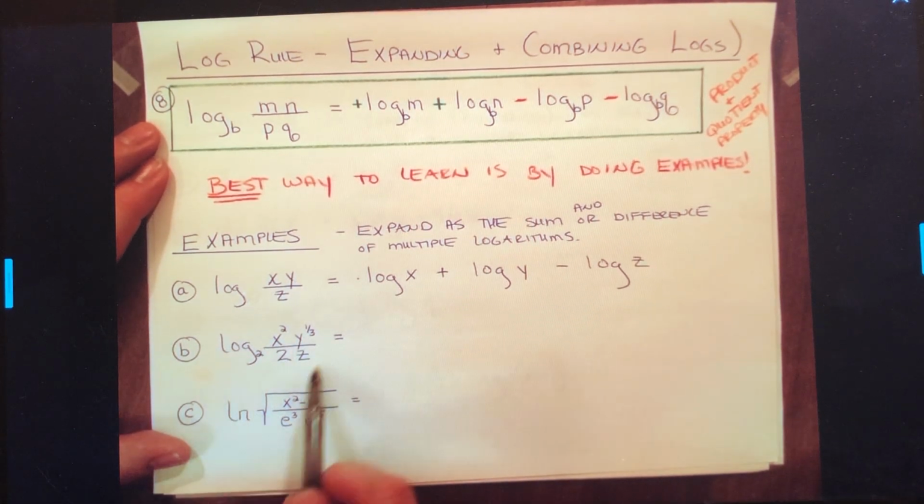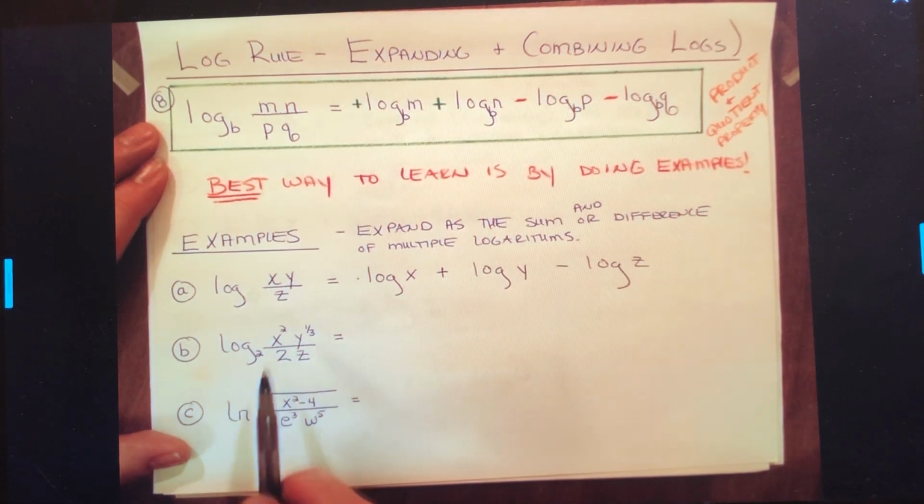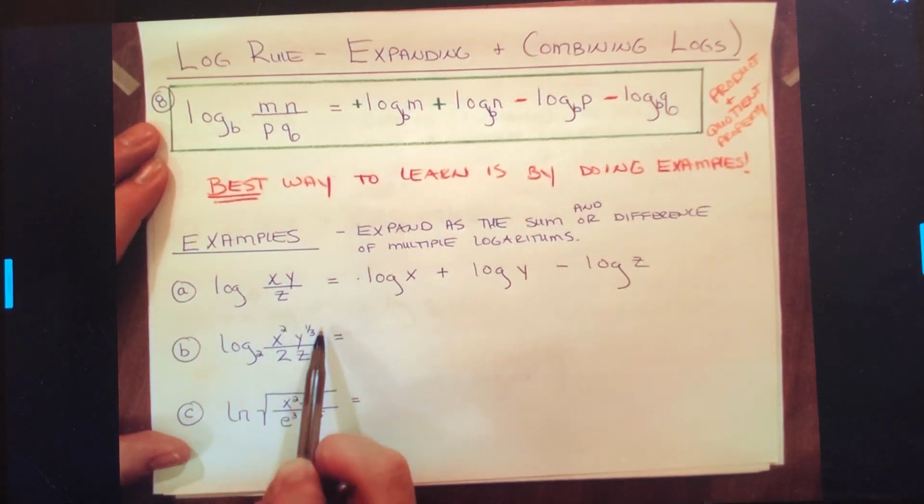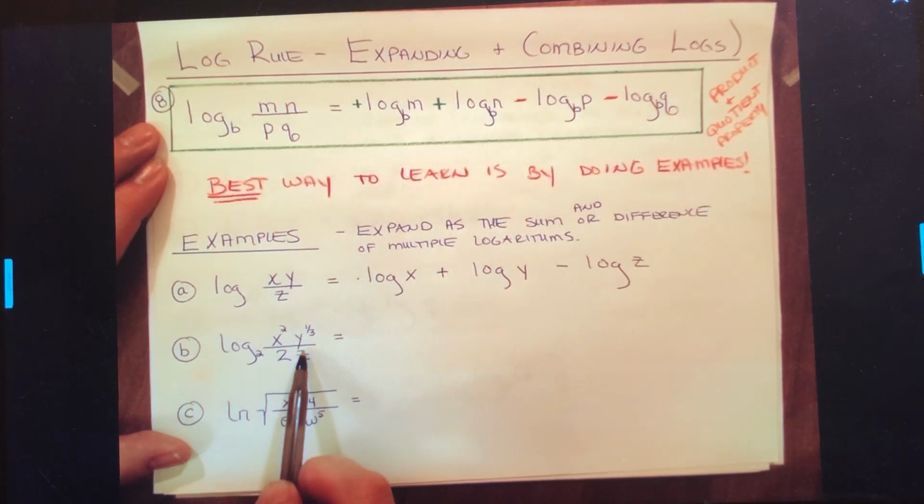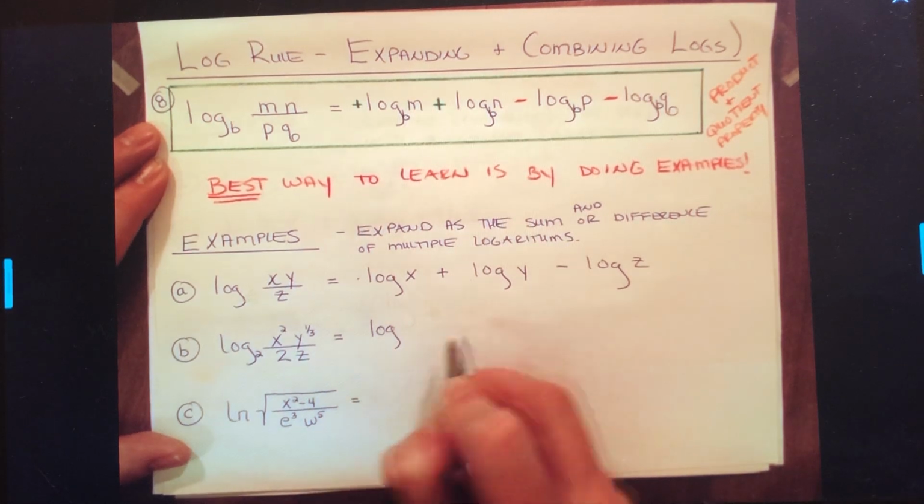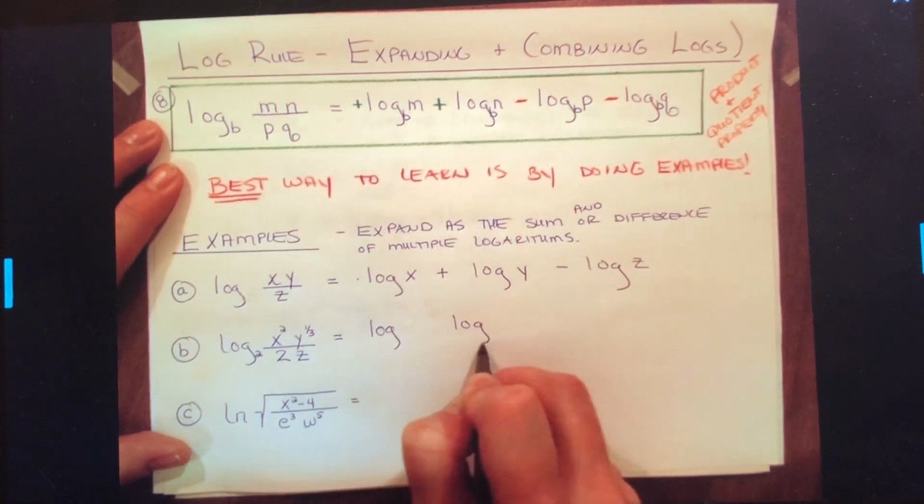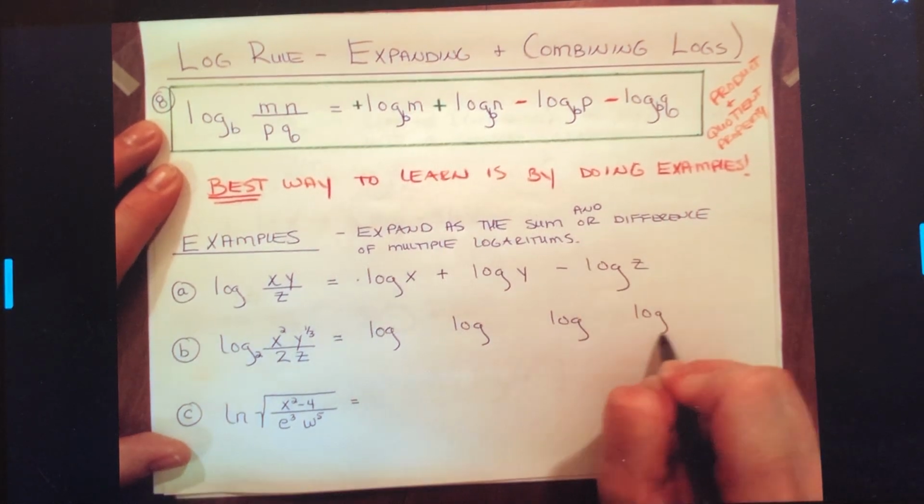So this next problem, if you look at the number of terms you have that are multiplied and or divided, to me it looks like I see 4 terms. I see an x squared, I see a y to the 1/3, I see a 2, and I see a z. So because I see 4 unique things, I'm going to go ahead and break this up into 4 logs. So there's number 1, number 2, number 3, and number 4.